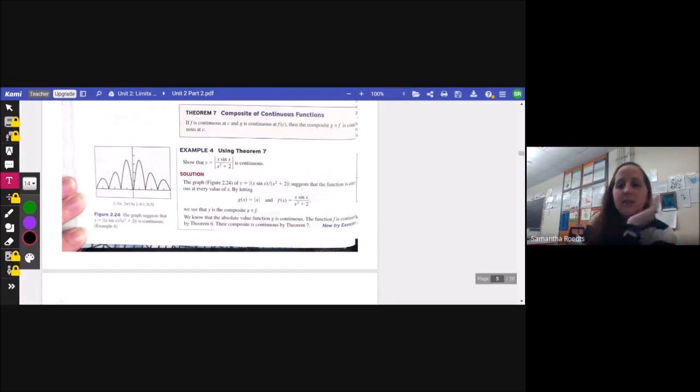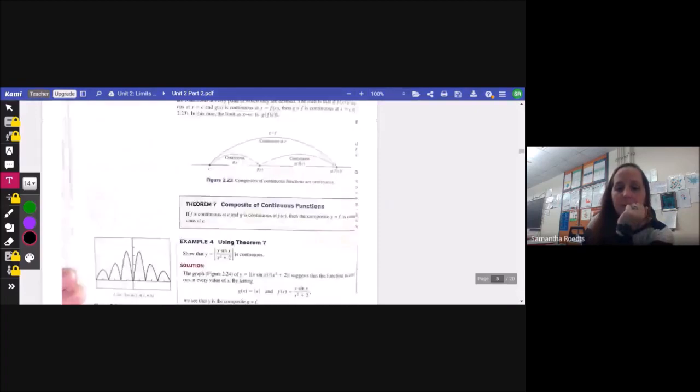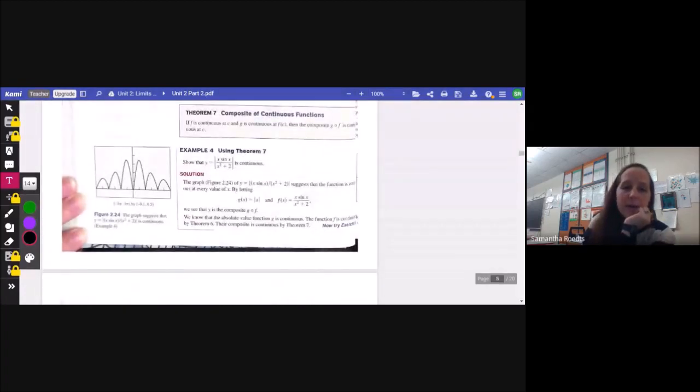Okay. So it suggests that the function is continuous at every value of x, because g of x equals the absolute value of x is a continuous function on all its domain, and f of x, x sine of x over x squared plus 2, is also a continuous function. There's no value here that I can put in to make the bottom equal to 0, so it's a continuous function. We know that the absolute value function g is continuous and the function f is continuous by theorem 6 here. So their composite is continuous by theorem 7.